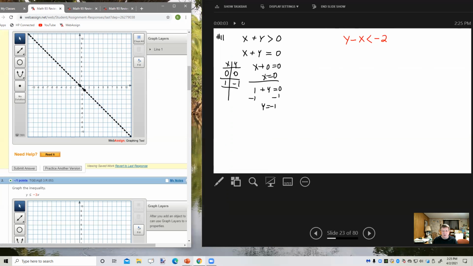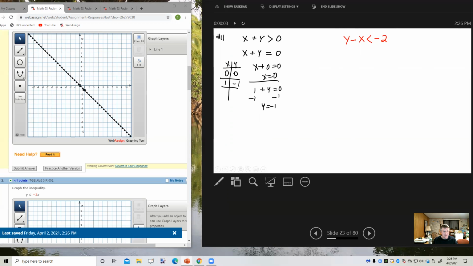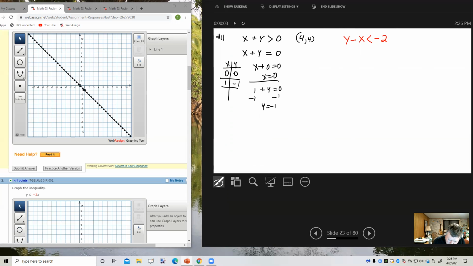And again, I can't use 0, 0 as a test point because it goes through the origin. Let's use 4, 4 again. 4, 4, we get 4 plus 4 greater than 0, 8 greater than 0. That's true. So 4, 4 is above. So I'm going to say above. And the fill would be this.